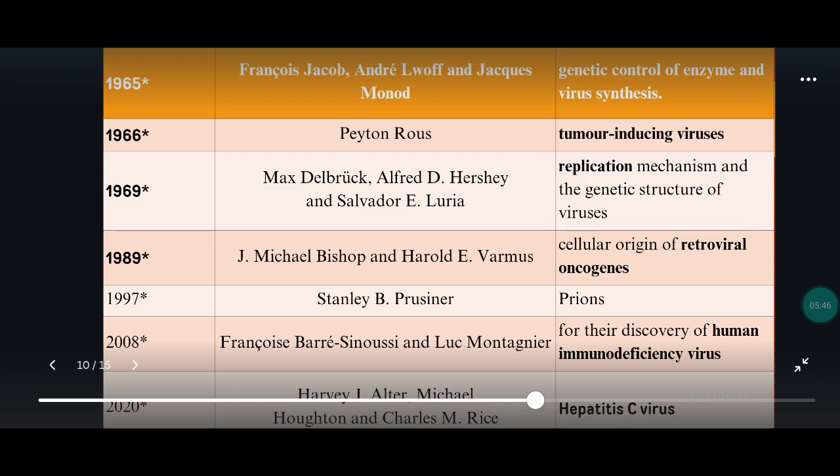In 1989, Michael Bishop and Varmus studied the cellular origin of retrovirus oncogenes. In 1997, Stanley Prusiner studied prions, for which he was given the Nobel Prize. In 2008, Francoise Barre-Sinoussi and Montagnier discovered human immunodeficiency virus, for which they were given the Nobel Prize. In 2020, Harvey Alter, Michael Houghton, and Rice were given the Nobel Prize for their studies on hepatitis C virus.